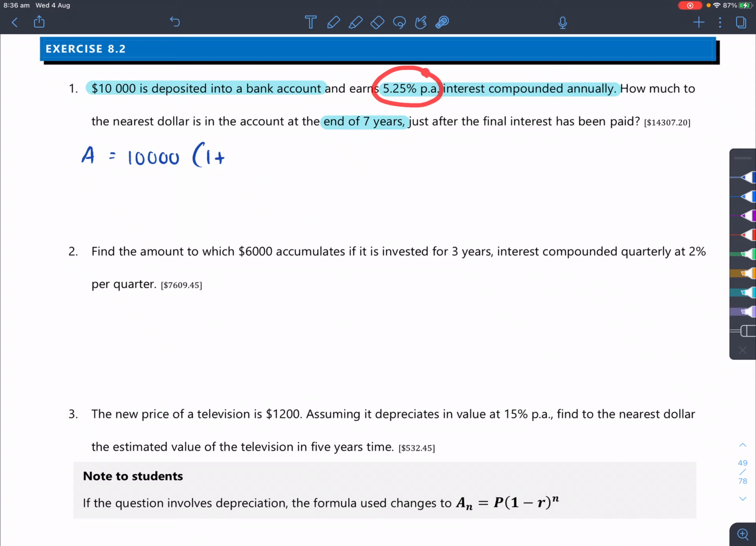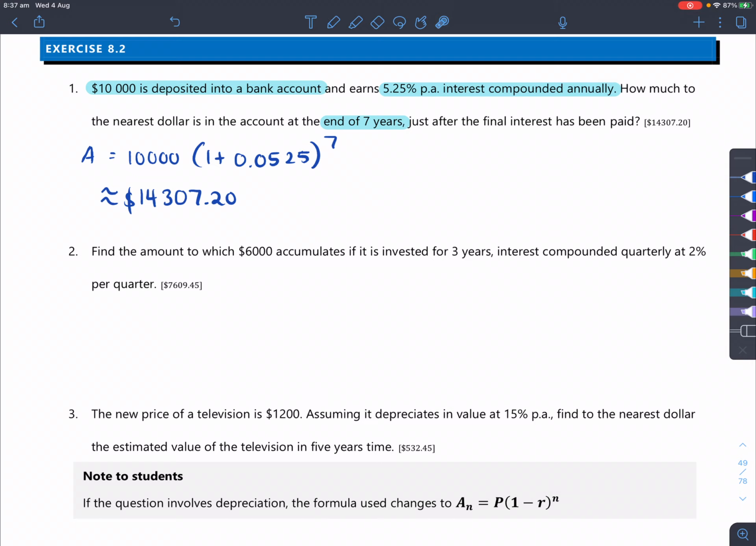Now, this as a rate divided by 100 will be 0.0525. And because this is per annum, that's 7 years, raise it to the power of 7. Approximately, what that gives us to 2 decimal places is 40,307.20. Right, let's do the same thing again as before.